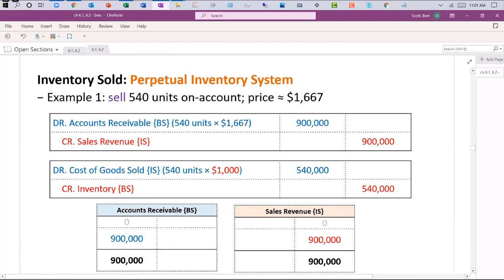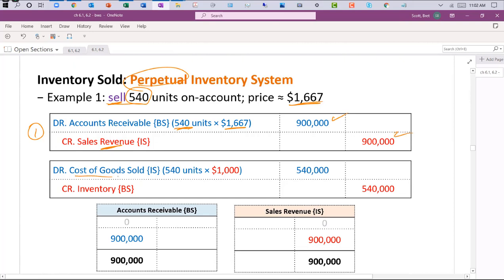In the inventory, granted, the perpetual system is a little bit more of a pain because we have two journal entries to record, one for the price and one for the cost. So if we sell 540 of the 560 units that we have, assuming the price is roughly $1,600, what would be journal entry number one? It would be for the revenue at $1,600 per unit. This is what we're selling now. So $900,000 is what we would expect to receive from our customers. That's the revenue that we record.